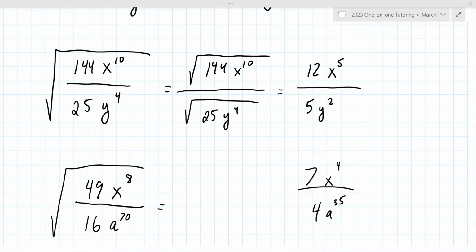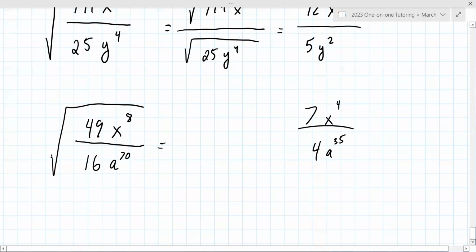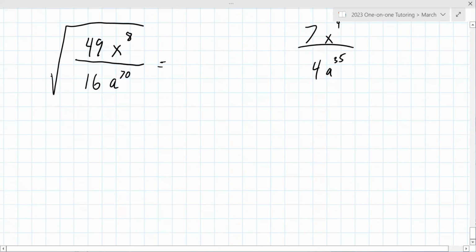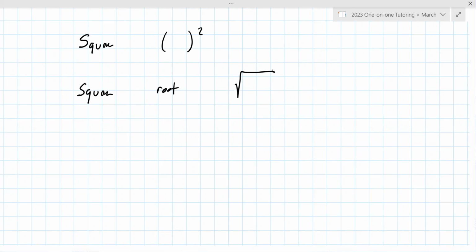There's a few other little ones that we can do, but I'm just going to throw some mixed review at you and see where you stand here. So just as a reminder, if I ask you to square, that means power of 2. Square root means square root, the symbol here. Is that okay? All right.